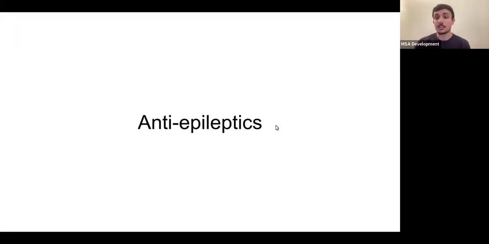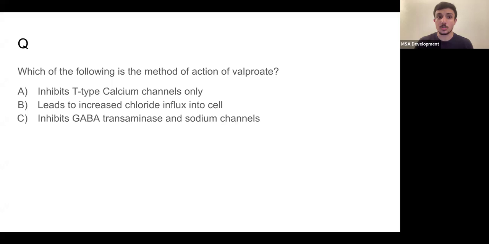So the first thing we're going to talk about is anti-epileptics. For anti-epileptics, we want to know a few things that work for the whole lecture. So we want to know the mechanisms of action of the different drugs. Number two, we want to know their side effects, the specific side effects. It's very important to know the mechanism of action and the side effects of each drug. And that's what we're going to be tested on right now, okay? So let's start off with the first question.